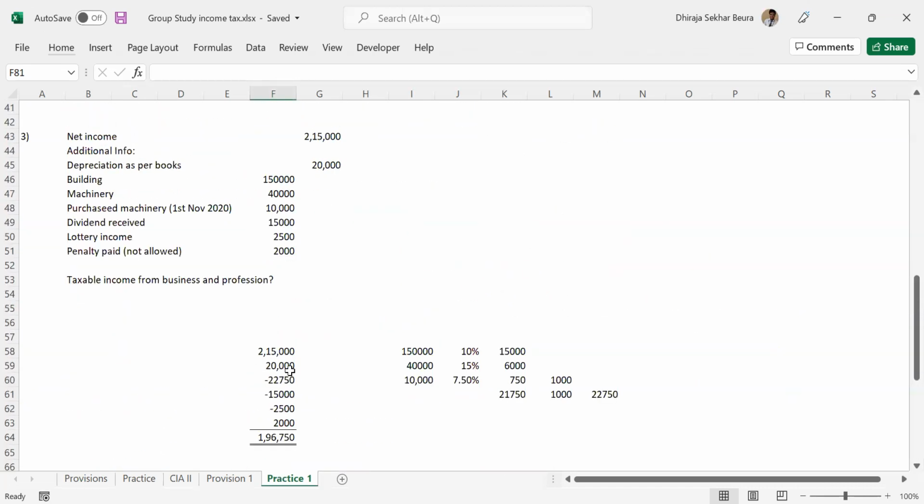Okay, let's look at it. Our net income is 215. Depreciation as per books is 20,000. We have to add back.